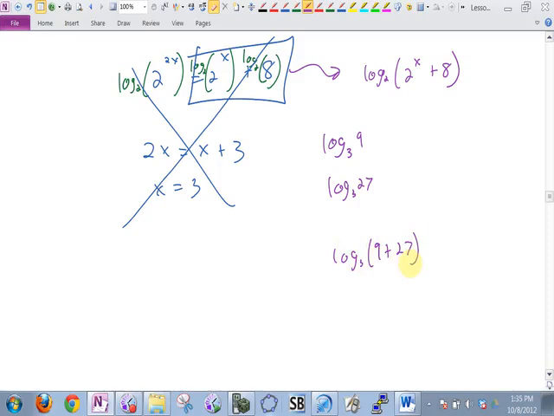2 point something, 3 point something. I don't know. Not 5, right? Not 5. You do not take the log base 3 of 9, log base 3 of 27, and then add them together. There's no log rule that lets you do that. And that is essentially what you did up here. You cannot take the log of individual terms. You can take the log of the whole thing, but not individual terms.